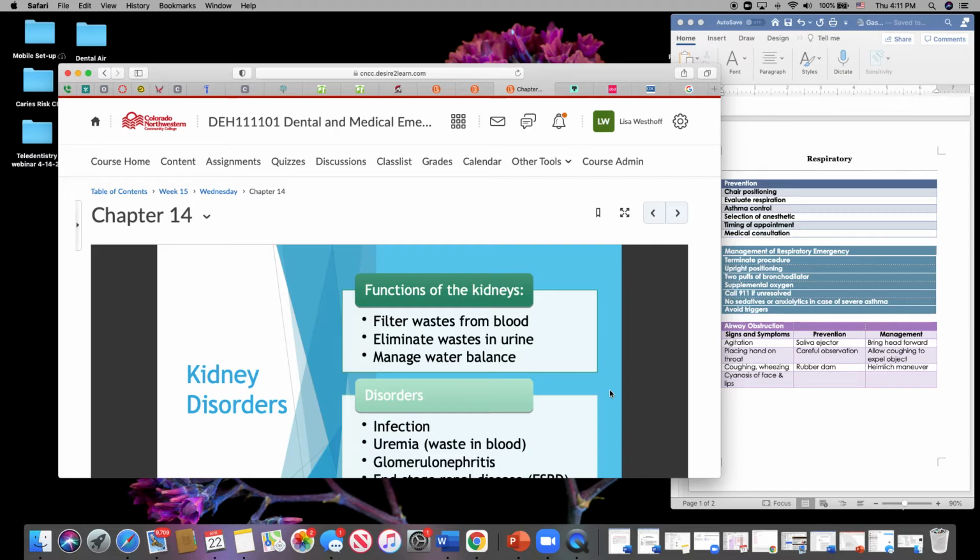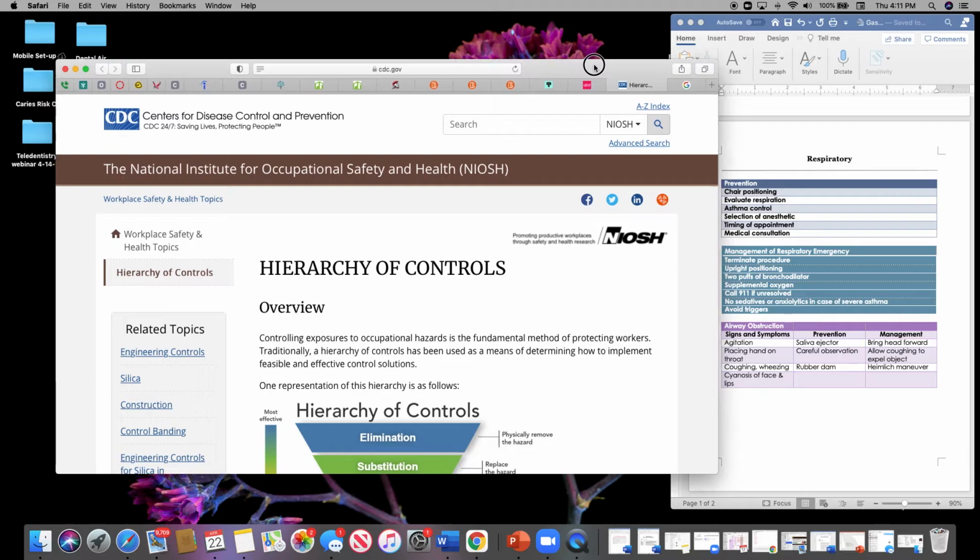Okay, so on next Monday, you have your last exam. Now remember, this is not a cumulative exam, but there may be a few things that I'll include on there that we've talked about. One of them being those hierarchy of controls.